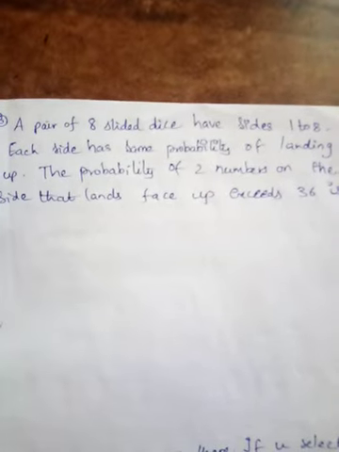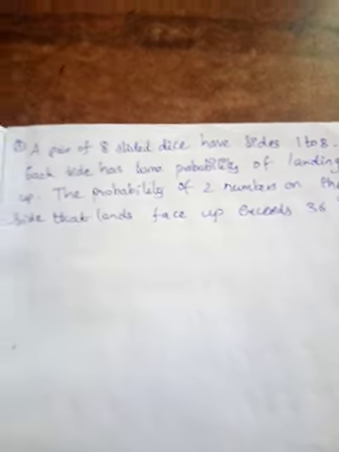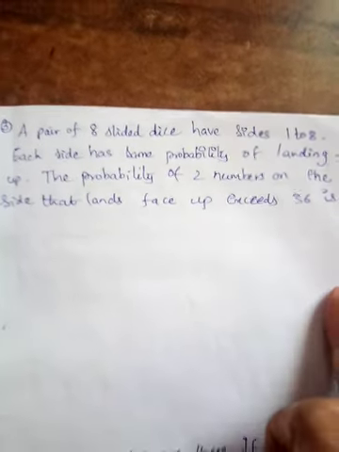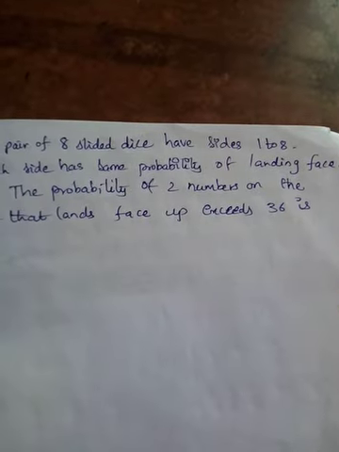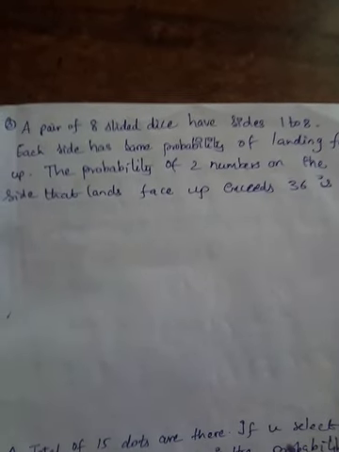Let's go to the next question. Question number 3. A pair of 8-sided dice have sides 1 to 8. Now coming to dice, we know that there are 6 sides in a dice. For the sake of the question, there are 8-sided dice.